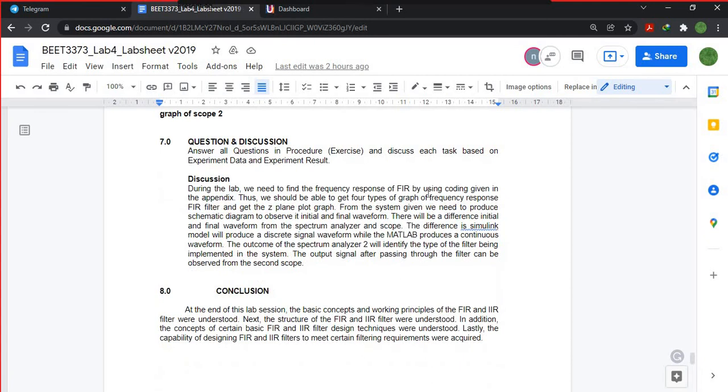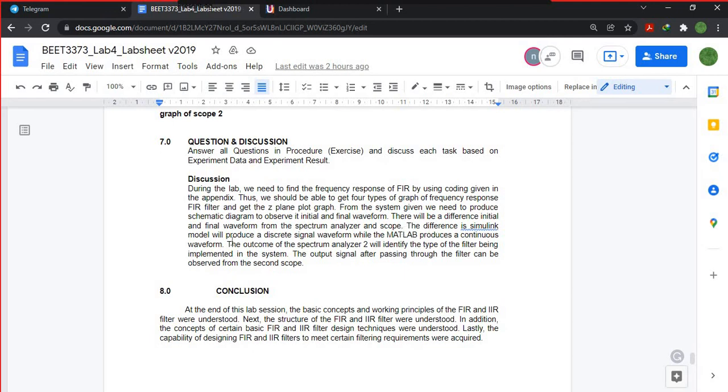For the discussion, during the lab we need to find the frequency response of the FIR using the code given in the appendix. Thus, we should be able to get four types of graphs of the FIR filter frequency response and get the Z-plane plot graph. From the system given, we need to produce a schematic diagram to observe each initial and final waveform. There will be different initial and final waveforms from the spectrum analyzer and scope.